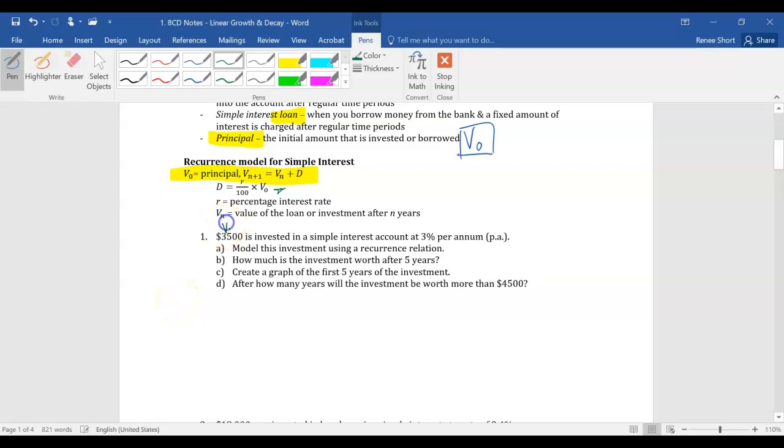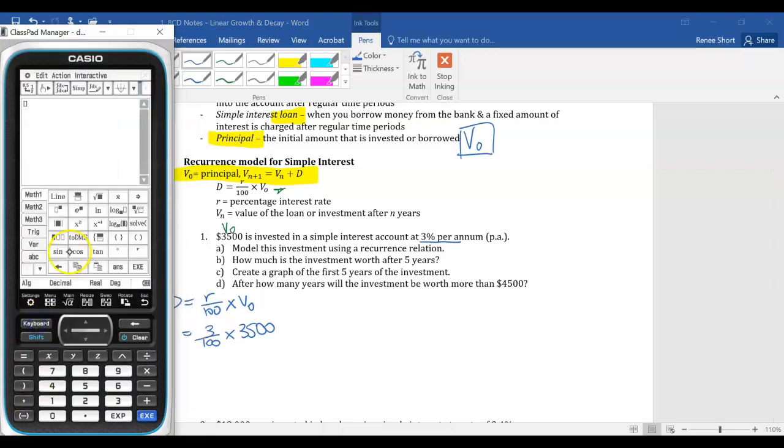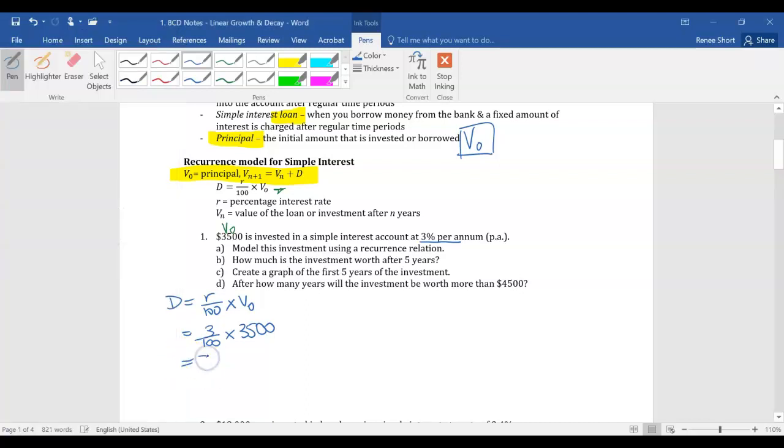Now, first of all, we know that our principal V0 is 3,500. So I'm going to make a little note of that. But I need to work out what D is first of all. So remember, my rule for D is R over 100 times the initial amount. So this is how much interest is getting added into the account each year. And it's at a rate of 3% per annum. So here I'm going to put 3 over 100 and multiply that by 3,500. And so if I open up my calculator here for us and type this in, 3 over 100 times 3,500, and it's $105 of interest that's earned each year.